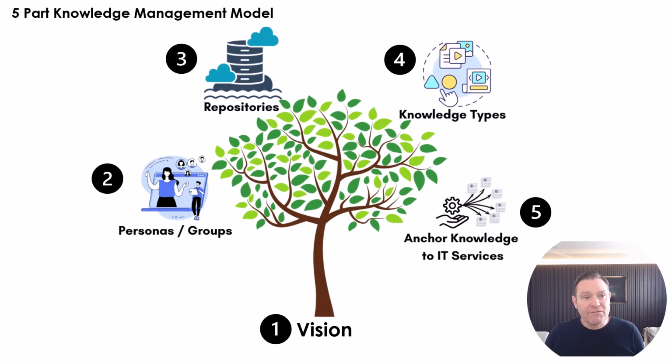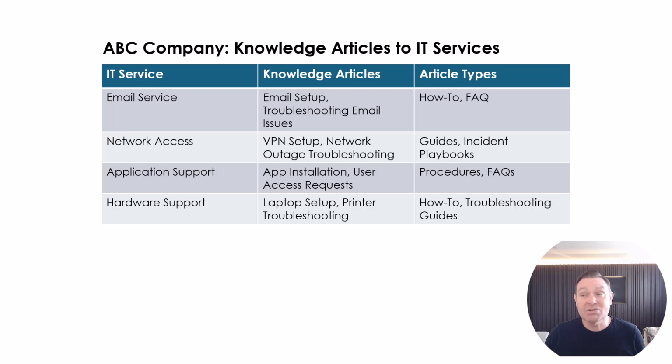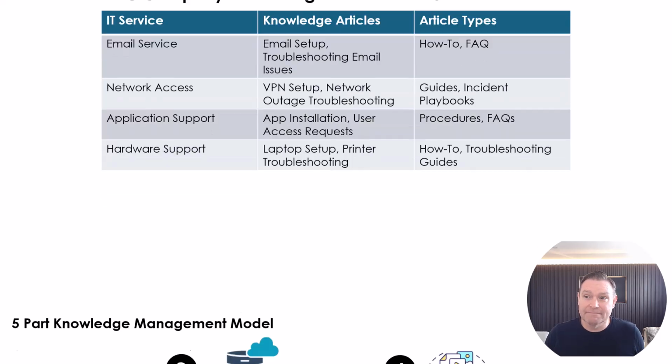And then finally, number 5 as part of your knowledge management model is anchoring your knowledge to your IT services. Now, this is really important because this makes knowledge relevant, searchable, and trackable through service metrics. And if you haven't defined your services inventory, then that's your starting point. You want to be able to anchor all of your knowledge back to your service to make sure that it all makes sense. And quite frankly, if your knowledge isn't connected to your service, it's just floating content.